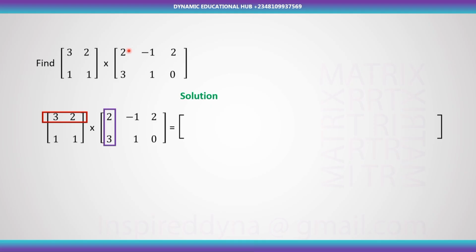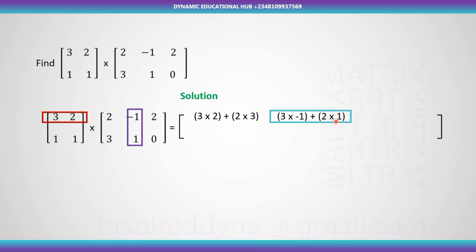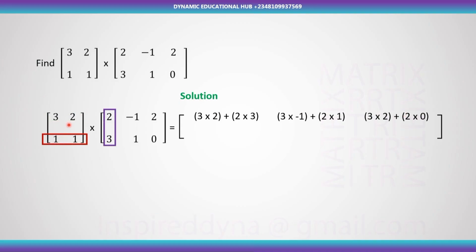The row against the column, we have 3 multiplied by 2 plus 2 multiplied by 3. We move to the next one. We have 3 multiplied by minus 1 plus 2 multiplied by 1. Move to the next one. We have 3 multiplied by 2 plus 2 multiplied by 0. Next one. And we are through with the first row. Let's move to the next row.